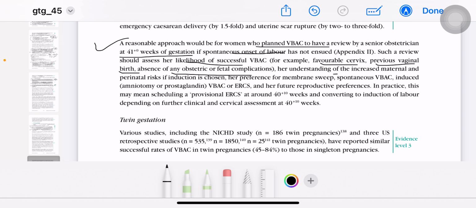what you will do is consider her understanding of the increased maternal and perinatal risk, and if induction is chosen, her preference for membrane sweep, spontaneous VBAC, induced amniotomy or prostaglandin, or cesarean section for future reproductive preference. So in that case, schedule a provisional cesarean section around 40 plus 10 weeks, and convert to induction of labor depending on the clinical and cervical assessment at 40 plus 6 weeks.